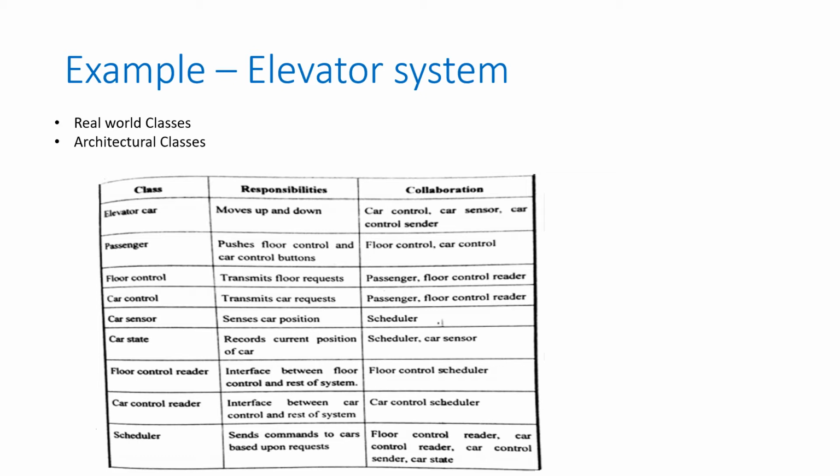Next are the architectural classes. Car state, floor control reader, car control center, and scheduler are the architectural classes. For each class, we need the following initial set of responsibilities and collaborators. The responsibilities and collaborators for the respective classes are mentioned in this table.